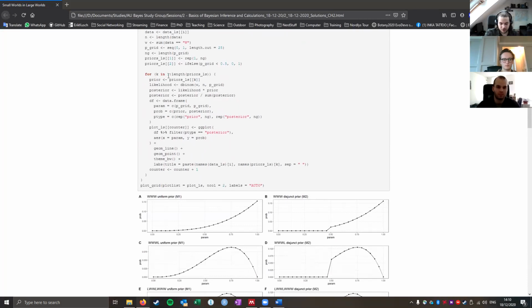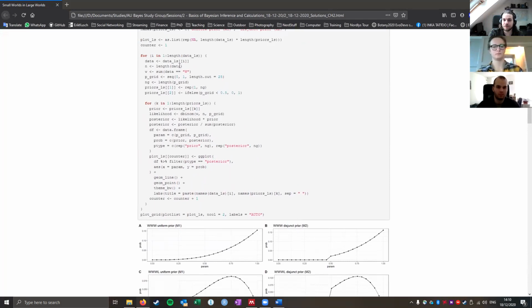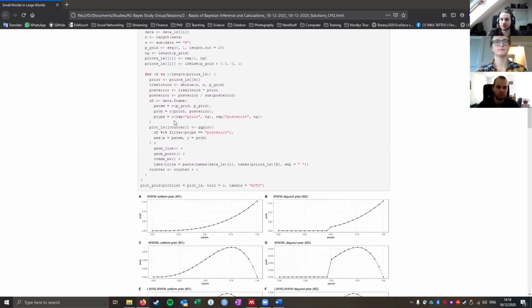So then we step into another for loop, which just looks at the different priors. For our first data set, we now look at the first prior, which is the uninformative one, or the uniform prior. Let's not call them uninformative, just uniform.